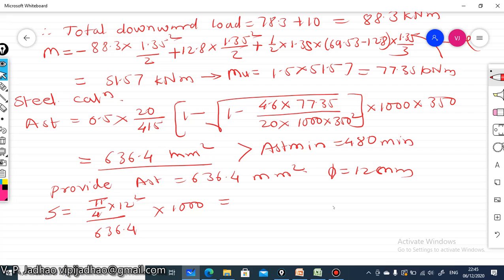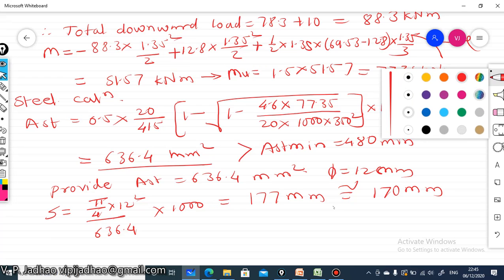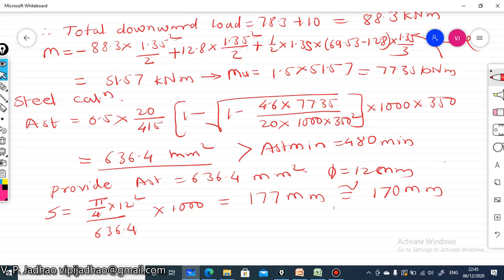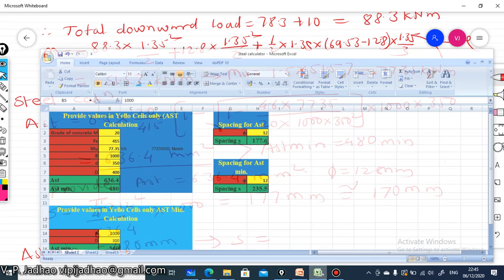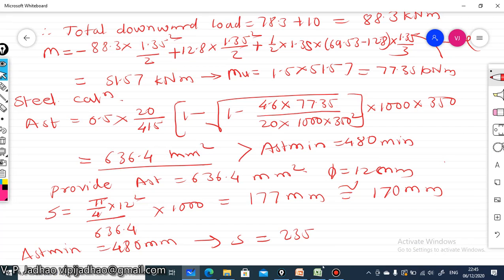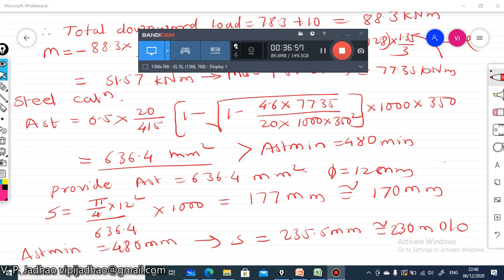So we get the spacing as 177 mm. Let us consider this is equal to 170 mm. And the spacing of distribution steel, we have distribution steel AST minimum already calculated, it is equal to 480 mm², and the spacing will be calculated as 235.5 mm. So we will be providing spacing of 235.5 mm. Let us consider this is equal to 230 mm center to center. So this is how we have to provide the steel reinforcement for the heel slab.